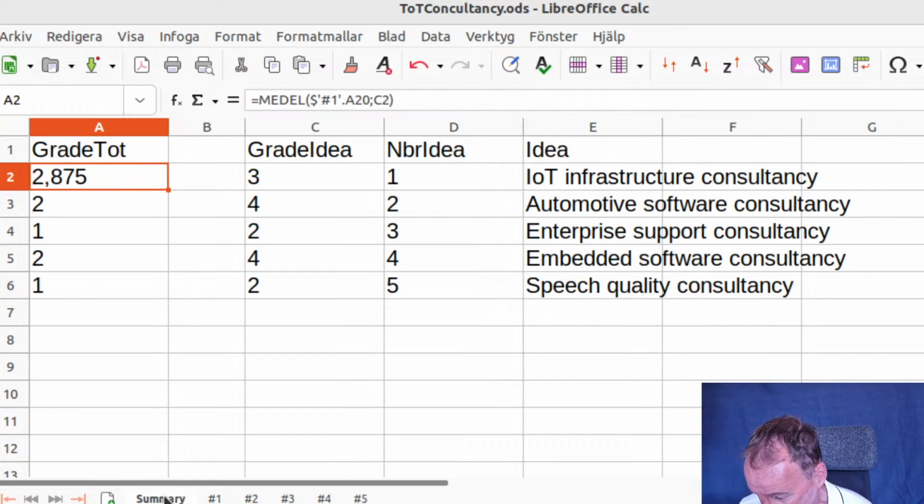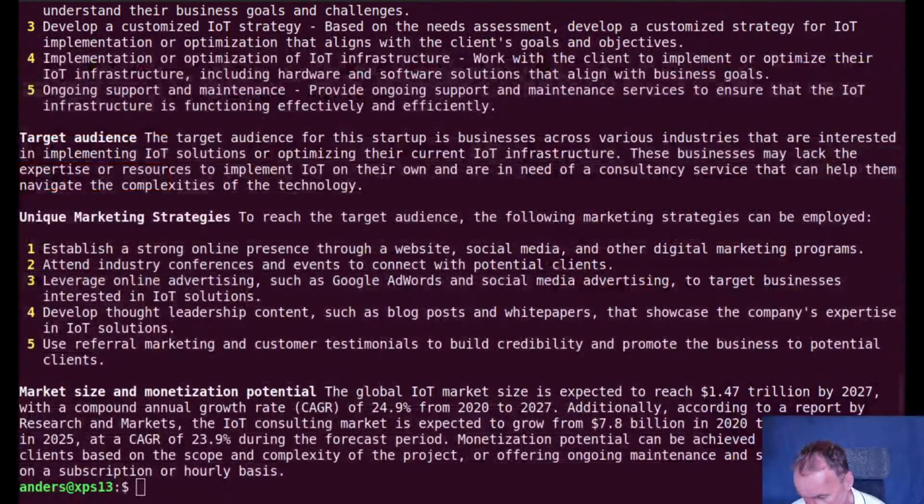Okay, so the first one, 2875. Let's generate the second one. The automotive software consultancy, which means we go back to this one.